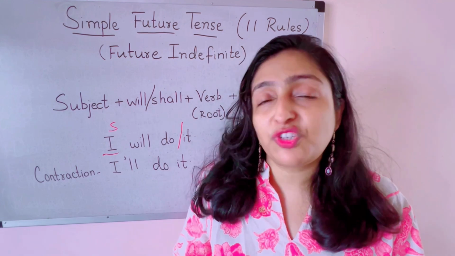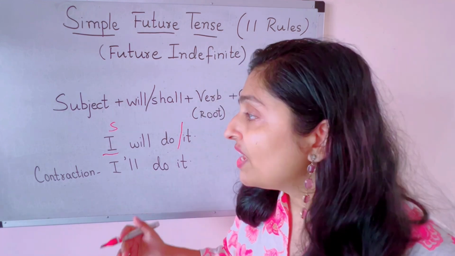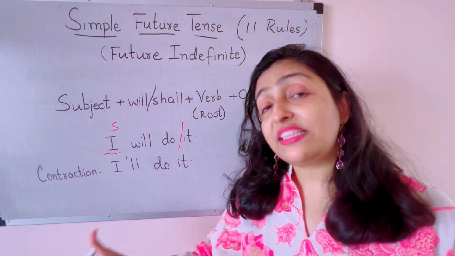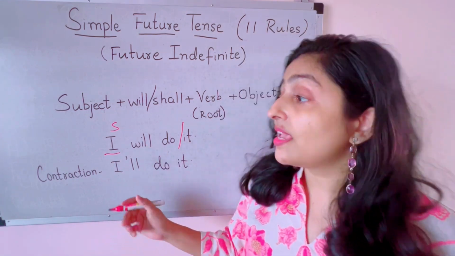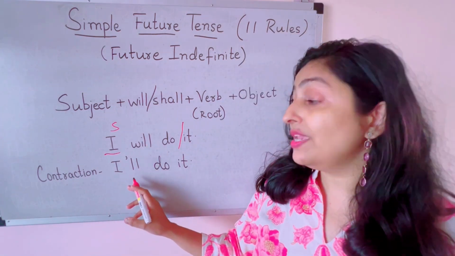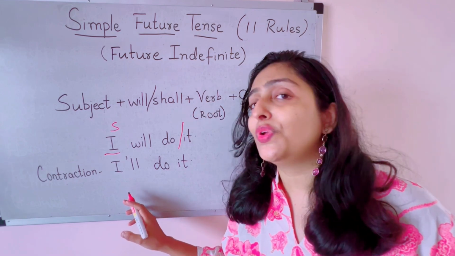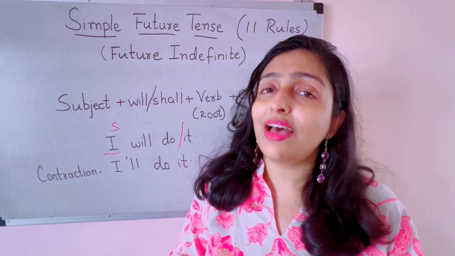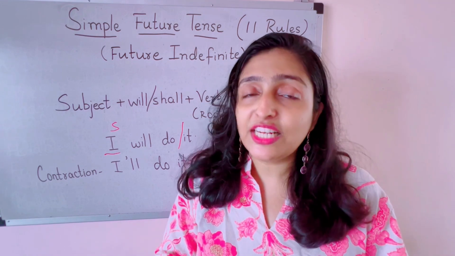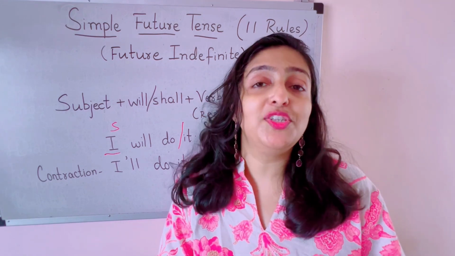As the name suggests, it's very simple. Now, what is the contracted form of a sentence in future tense? I'll do it. It's more common in speaking rather than in writing. We say I'll do it.